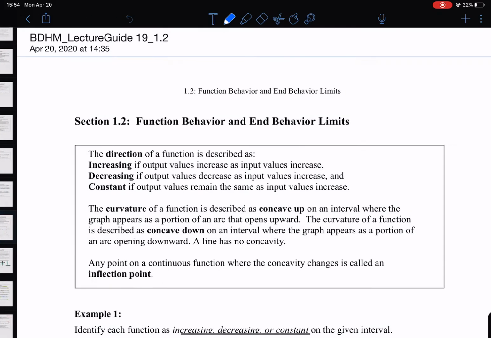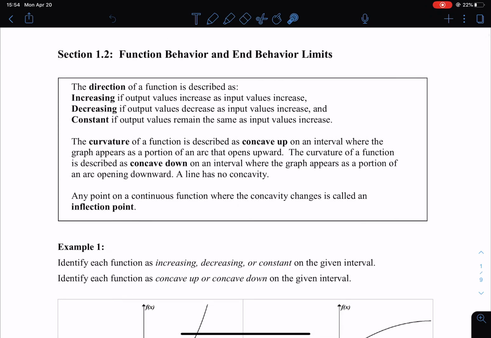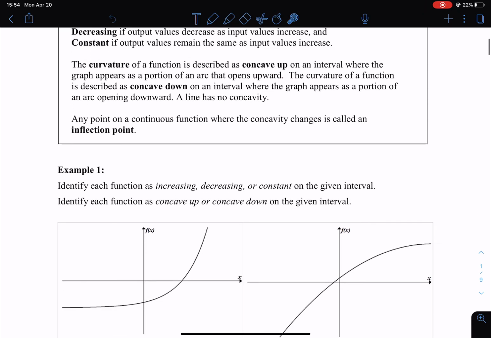All right, the next section is about function behavior and the behavior limits. So the first part talks about the direction of the function. When we talk about the function, we talk about two parts: the direction of the function, and the concavity, the curvature of the function. For the direction, it is increasing, decreasing, or constant, and for the curvature, it is either concave up or concave down. And this part we talk about the inflection point. An inflection point is a special point for a function where the concavity changes.